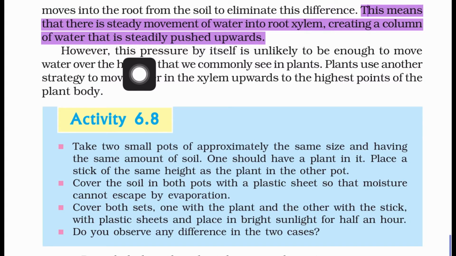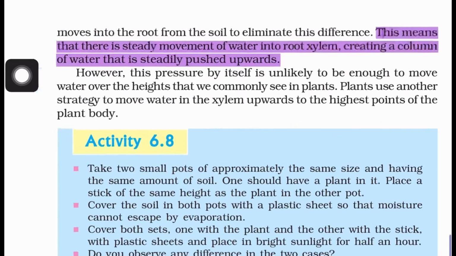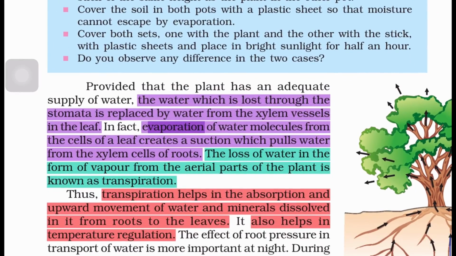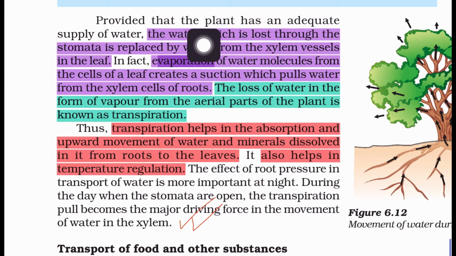However, this pressure by itself is unlikely to be enough to move water over the greatest heights that we commonly see in plants. This pressure is sufficient to transport the water up to a limited point, not the leaf parts. Plants use another strategy to move water in the xylem upward to the highest points of the plant body. So there is another strategy to get the water from soil to the leaves.